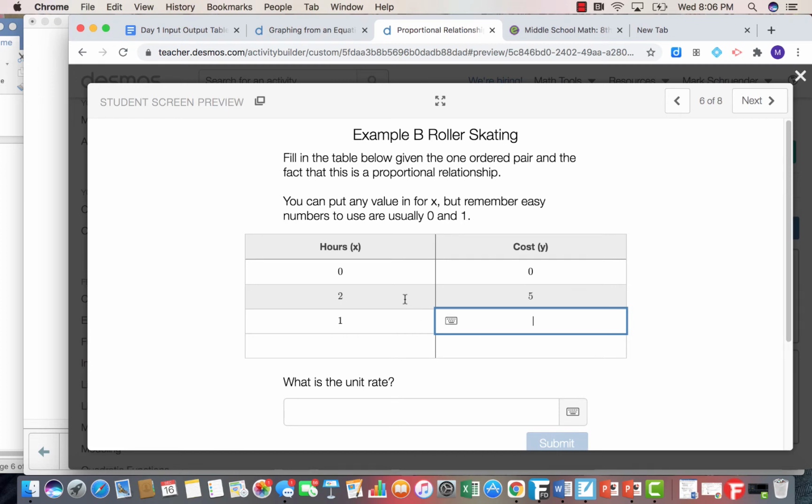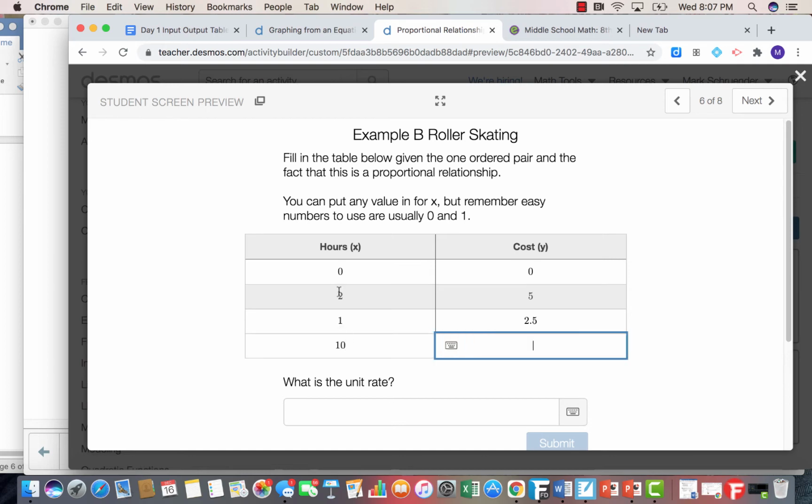So if I take 2 hours, I'm multiplying it by something to get 5. And that number would have to be 2.5. 2 times 2.5 is 5. So 1 hour is $2.50. And then I could make up any number for this. So I'm just going to have some fun and put 10 hours.